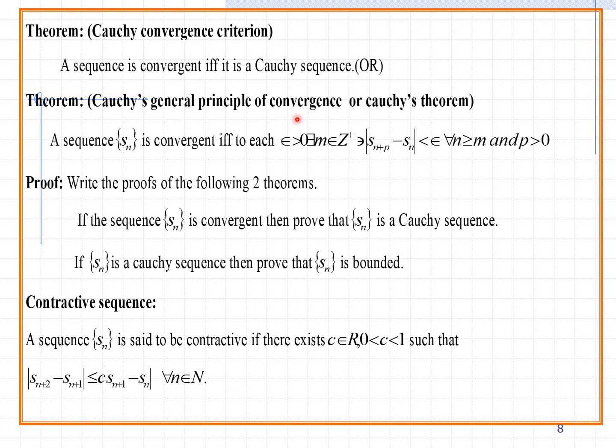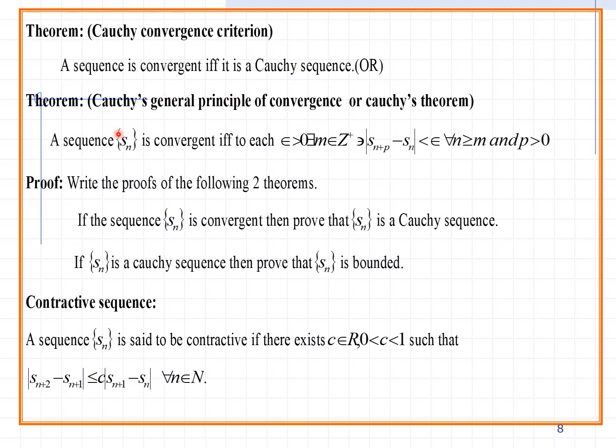Cauchy's general principle of convergence, or Cauchy's theorem. Cauchy's general principle of convergence means something like a formula. A sequence Sn is convergent if and only if to each epsilon greater than 0 there exists m belongs to Z plus such that modulus Sn plus p minus Sn less than epsilon for all n greater than or equal to m and p greater than 0.